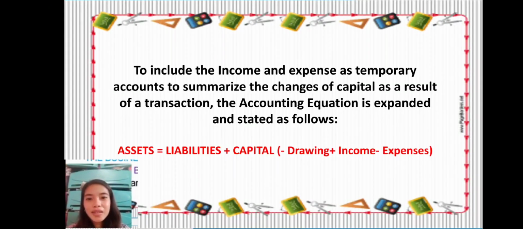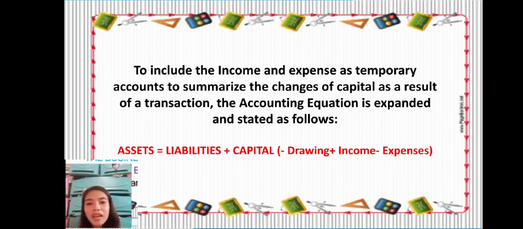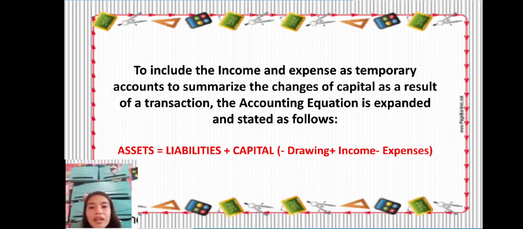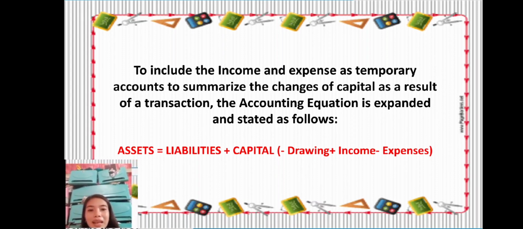So hi, good day. Today we will discuss the equations to find assets, liabilities, and capital. Before that, let's first discuss how to include income and expenses as temporary accounts to summarize the changes in capital as a result of a transaction. The accounting equation is expanded and stated as follows. As you can see here, assets equals liabilities plus capital, open parenthesis, drawing plus income minus expenses. So this is the equation.